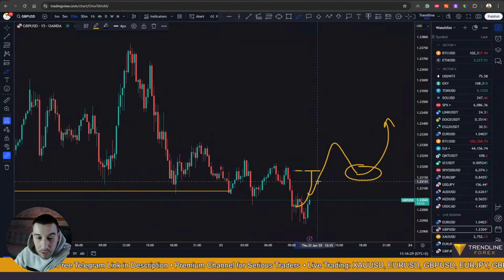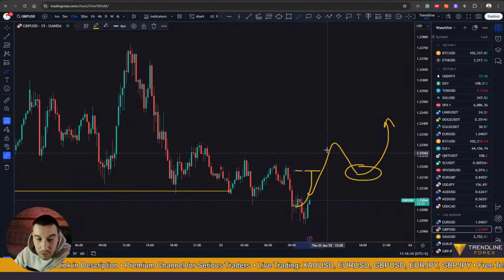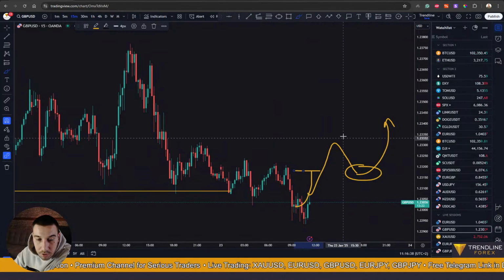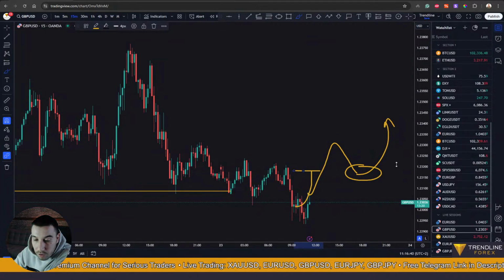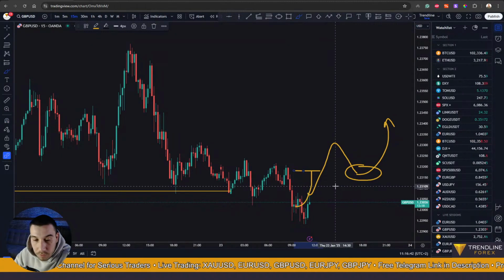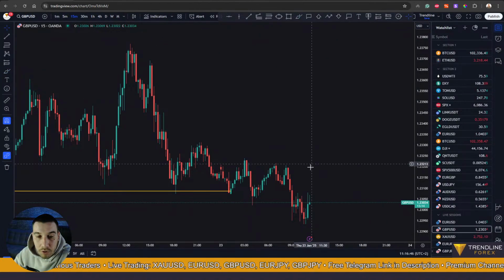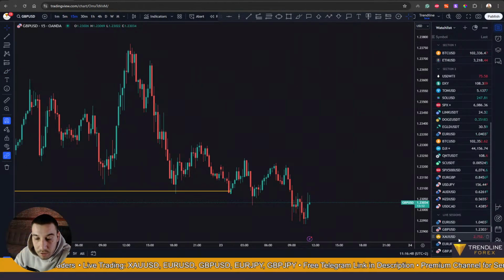So I won't be taking any long trades in this case. I really need to see price at least breaking above some previous structure to give me that shift in the direction, where I can then use that as a confirmation for price to continue higher.